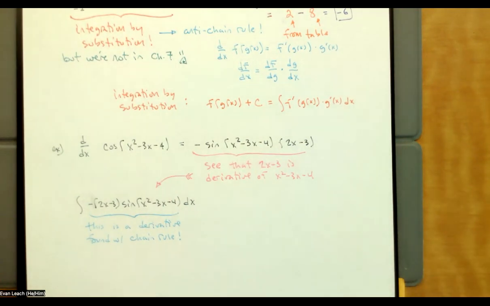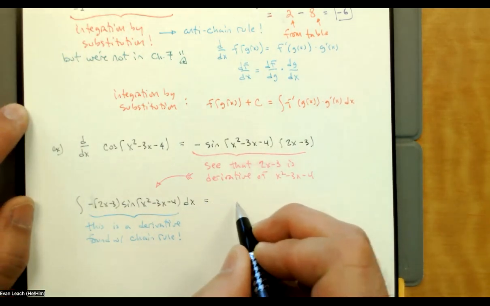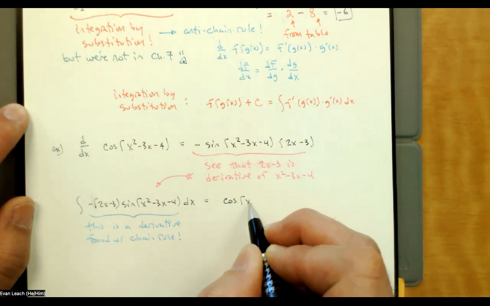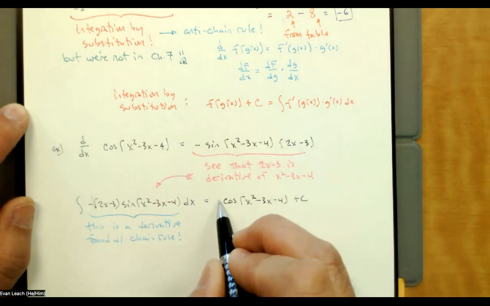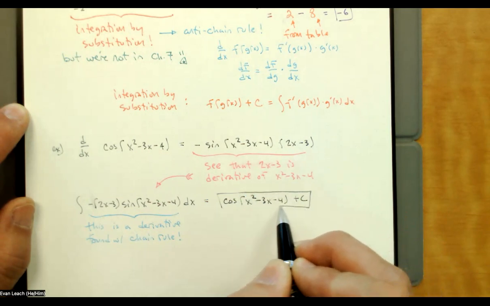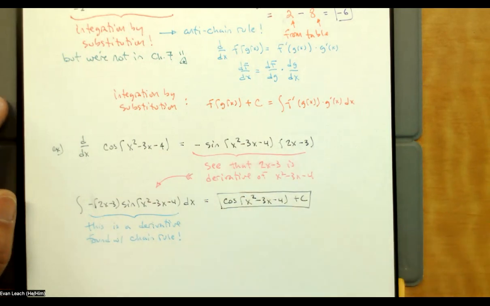You want to recognize that that 2x minus 3 is just there to be the derivative of the inside. You want to recognize when you have the derivative of the inside as a factor, because that's an indication that we're dealing with something that was found with the chain rule. And so you can just undo this. Because in math, we have to know things backwards and forwards.